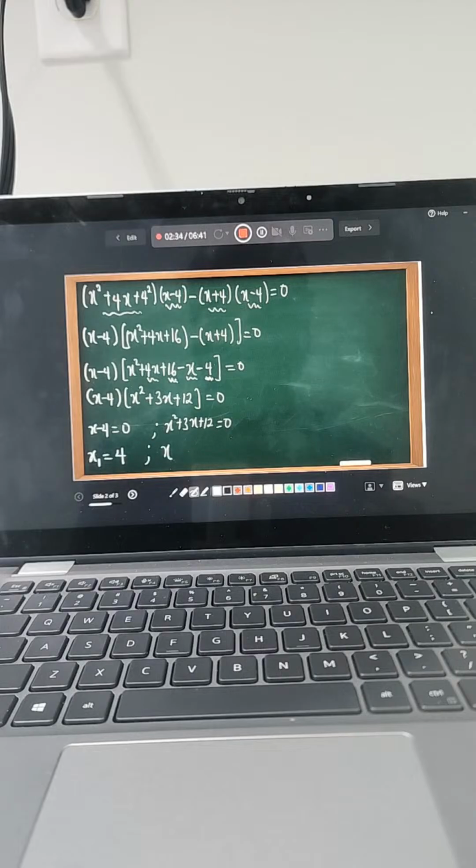What about the remaining solution? Here we have x squared plus 3x plus 12 equals 0. In the next slide, I will be getting the other solution for x. So recall that we have x1 equals 4. And here we have x squared plus 3x plus 12 equals 0.